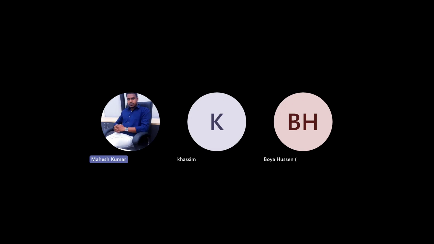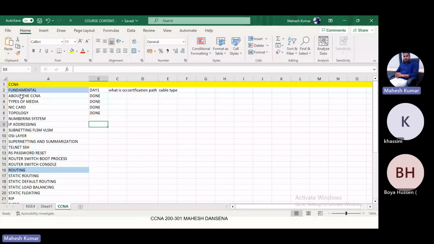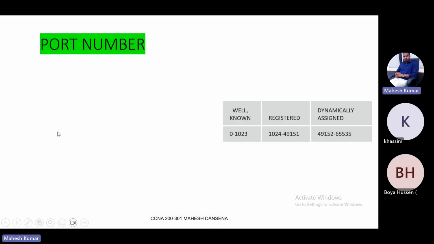In the last session we covered the types of media, the NIC card, and topology, right? Yes. Today we'll cover the numbering system, and IP addressing and subnetting we'll do tomorrow. Today we'll discuss the numbering system, then the OSI layer. So here are some port numbers.